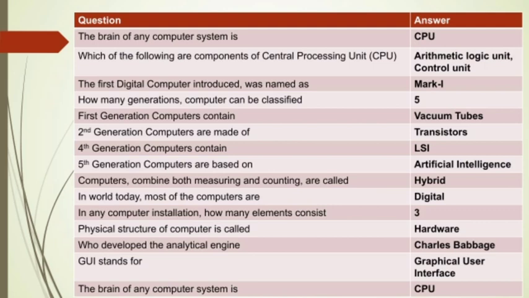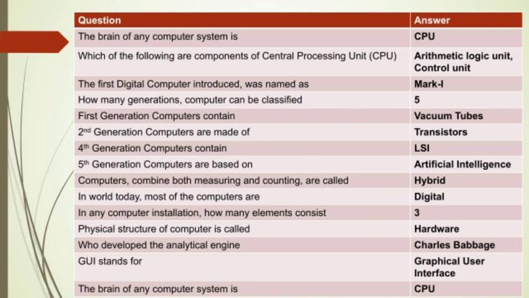The first digital computer introduced was named Mark I. How many generations can computers be classified into? 5. First generation computers contained vacuum tubes. Second generation computers are made of transistors. Third generation computers contain circuits. Fourth generation computers contain microprocessors. Fifth generation computers are based on artificial intelligence.